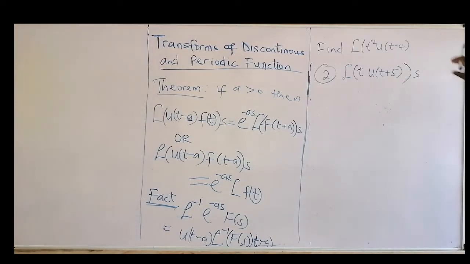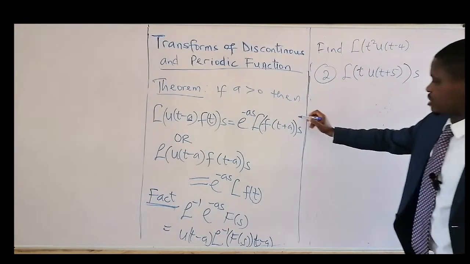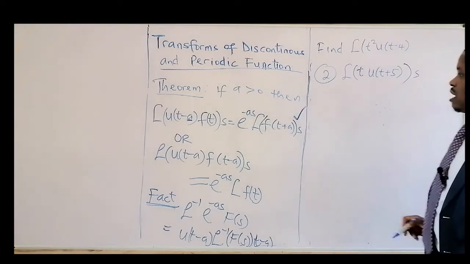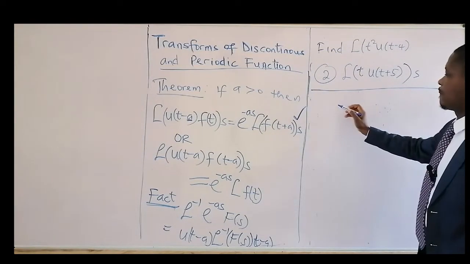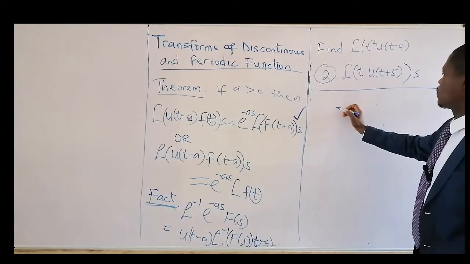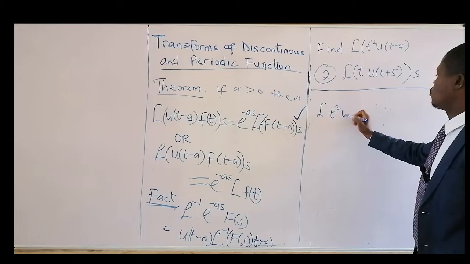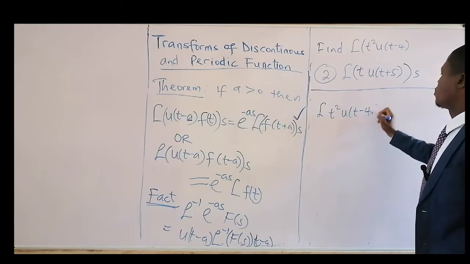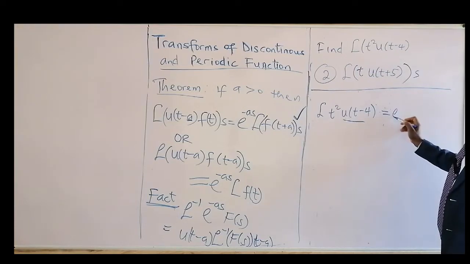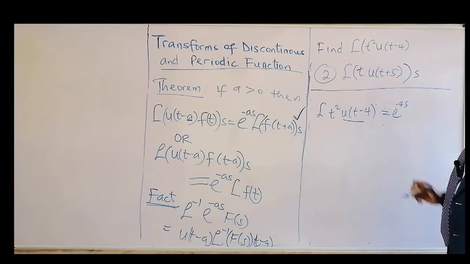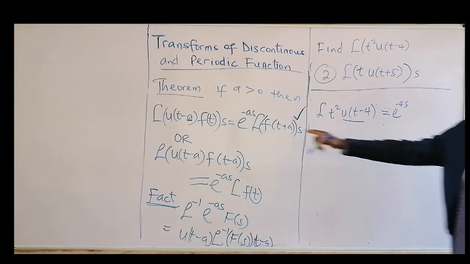Yeah, if you look at the first question, find the Laplace of this. We're going to apply this first key principle here. It's very simple, and that will be equal to this question, Laplace of t squared u(t minus 4). This will be equal to e^(-4s).